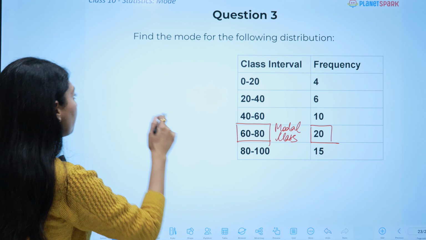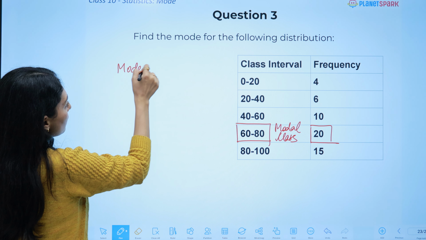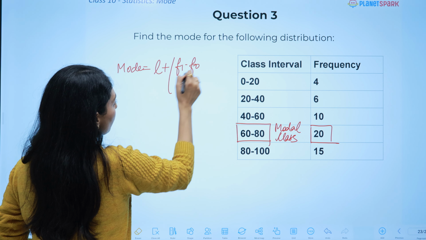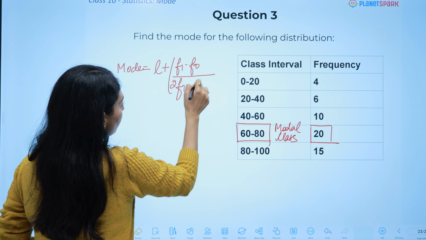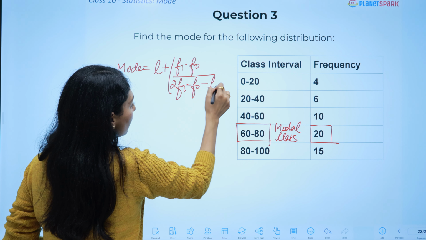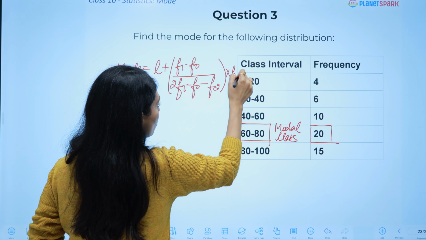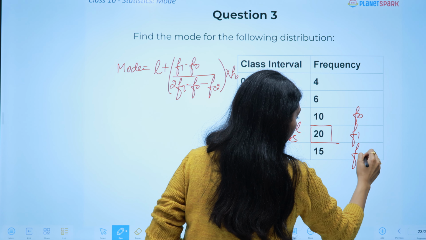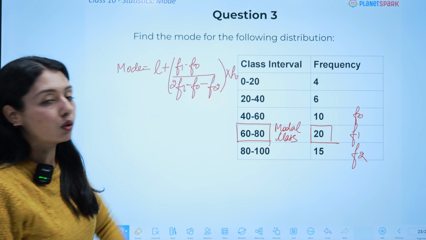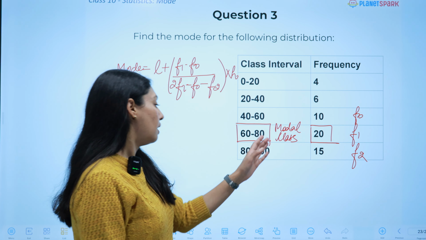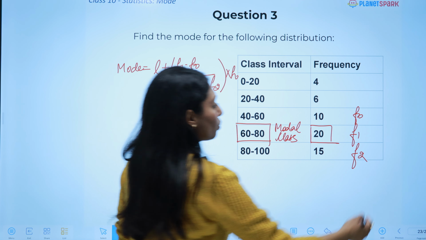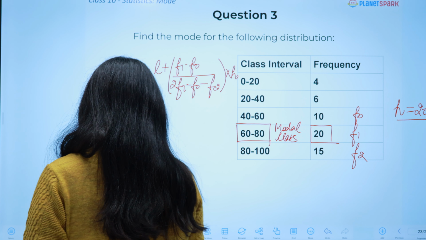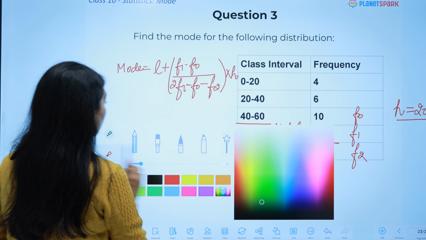Identification done. Formula पे आते हैं. Mod is equal to L plus (f1 minus f0) upon (2 times f1 minus f0 minus f2) into h. इसकी frequency f1, f0, f2. Class size 20 minus 0, 20, 40 minus 20, 20, 100 minus 80, 20, right? So h is what? Class width or class size 20. Chaliye ji, let's plug in all the values here.